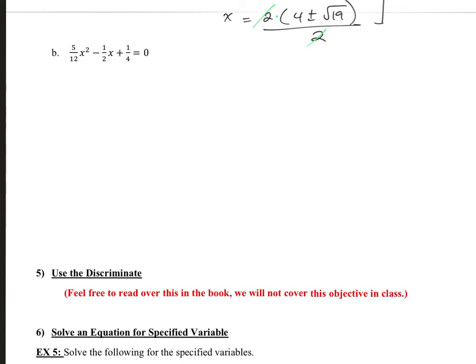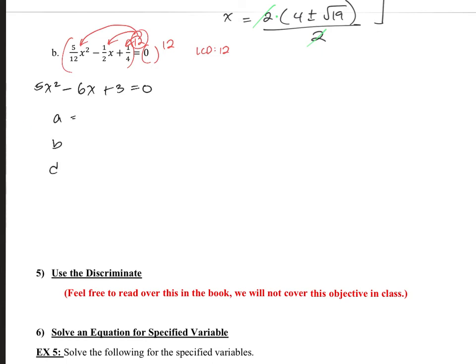So what's the common denominator here? The lowest common denominator is 12. So remember, my plan is to get rid of the fractions. I'll multiply both sides by 12. The 12 will get multiplied in to each of the factors. And let's see what's left. That's going to be 5x squared minus 6x plus 3 equals 0. And look at that. The fractions are gone. Awesome. Now let's identify a, b, and c.